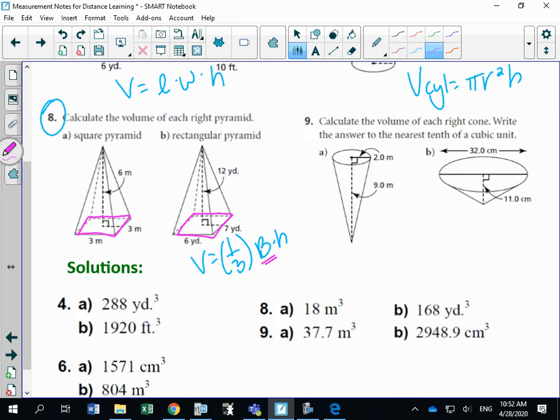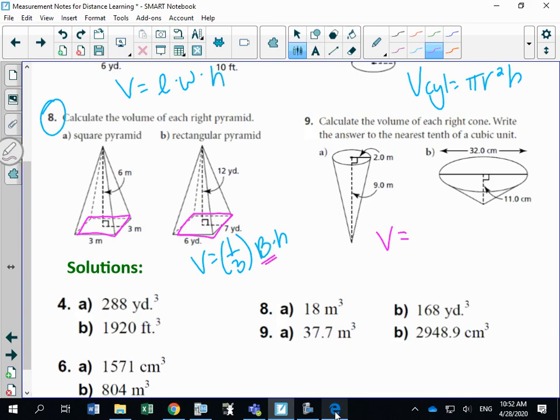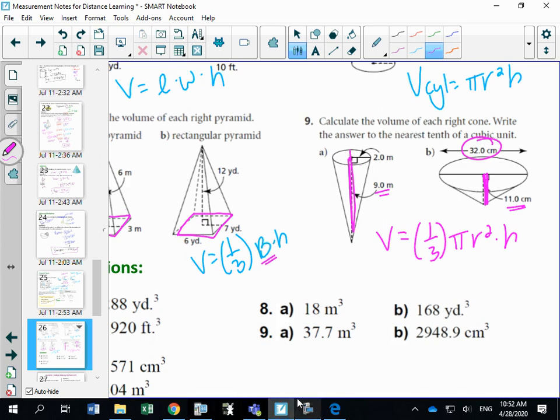And the last 2 questions for homework. The volume of each of these cones. If you look at the cone again, 1/3 pi r squared times h. So always in a bracket, pi radius squared. So that guy you're going to have to cut in half times the height. The height for this one is 11. Height for this one is 9. Okay, and that concludes lesson 3.